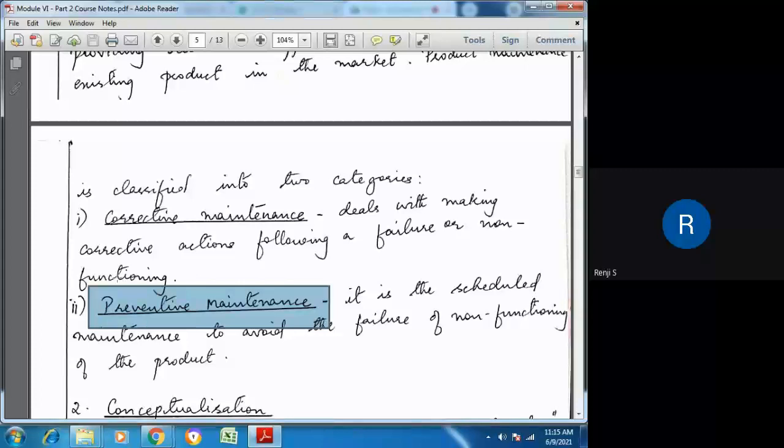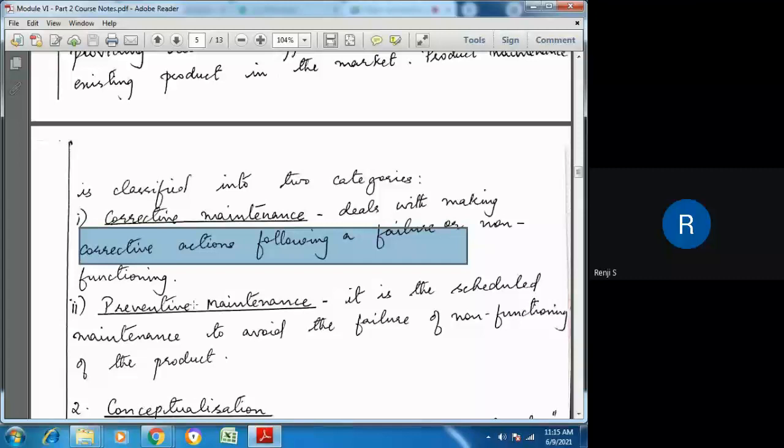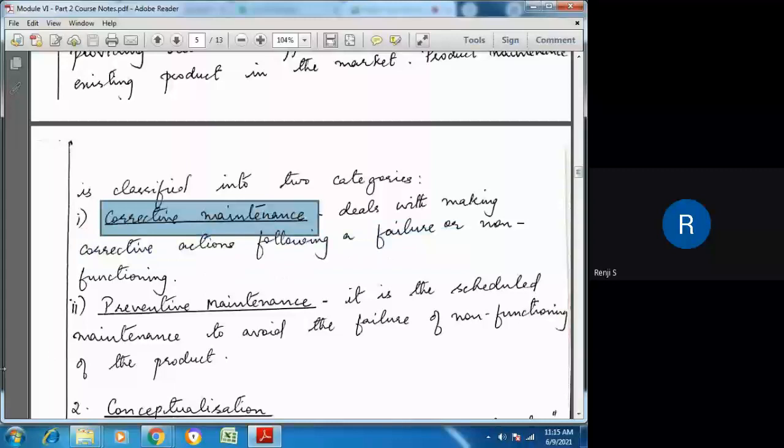Corrective maintenance deals with making corrective actions following a failure or non-functioning. If the product that we have given to the customer fails, or if any functionality is not satisfied, then the developers do corrective maintenance on that product.